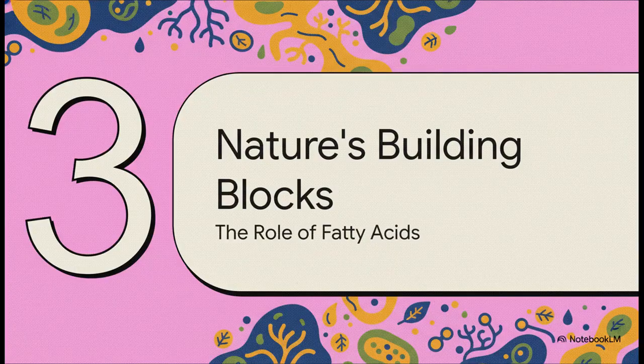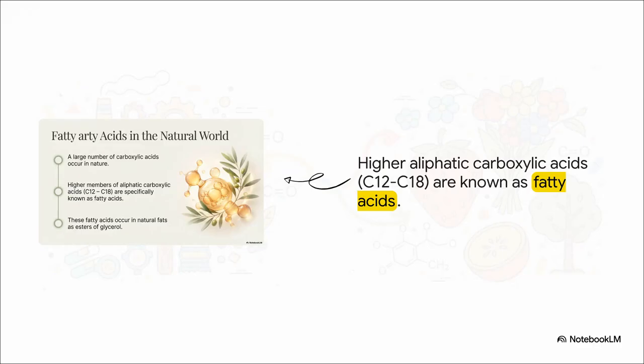So we've got the basic chemistry down, but where do you actually find these things? Well, this is where carboxylic acids really come alive. This is their home turf. You'll find a ton of these acids all throughout the natural world, but there's a special group of those aliphatic ones, the long chain guys, the ones with between 12 and 18 carbon atoms, and they get a special name, fatty acids. And yeah, just as the name suggests, they are the essential building blocks of natural fats.